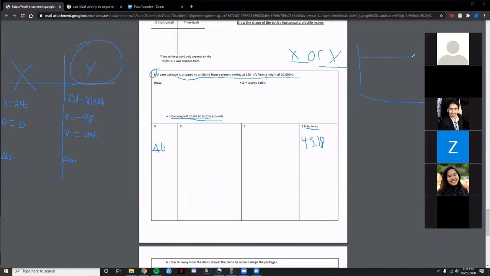It is traveling like that, right? It's going this way, and it drops. The plane is traveling 245 meters per second. So for every second, it's going 245 meters to the right. It drops a care package right here at 10,000 feet, and the care package falls down like that. So the initial velocity and the final velocity for x would be 245. Yes, it's constant. V of I equals V of F for x. Oh, it's not negative, it's positive.